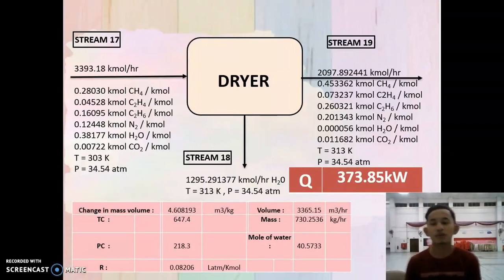We continue with the dryer. In this unit we keep the pressure constant at the outlet and the inlet, and we are focusing on the change in temperature. The temperature for the outlet is 313 Kelvin, and the inlet is 303 Kelvin. The purpose of this change in temperature is that we need to separate the other compounds from the water.